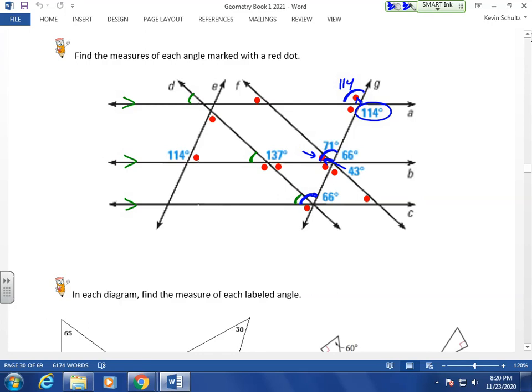So that red dot being 43, if you add 43 and 71, you do get 114. So there's geometry being like that puzzle that we've talked about. All of this stuff is going to fit together. Every relationship that you look for is going to work out, okay? Because it all fits here.